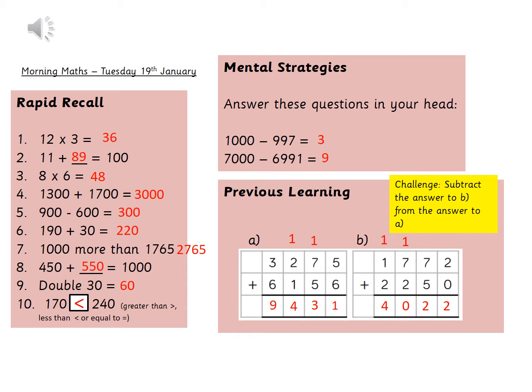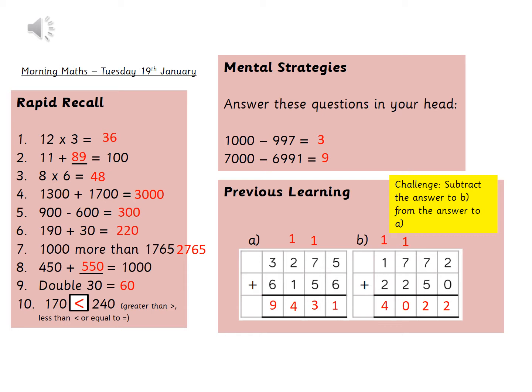For our previous learning, I've got a couple of addition calculations there. Now these involve digits that equal more than 10. So let's go through them. We start off with our ones column. 5 add 6 equals 11. Now we can't write anything more than 9 underneath the line. So because the answer is 11, we put a 1 in the equals and we put another 1 above the 7 in the tens column. That's because our answer is 11.